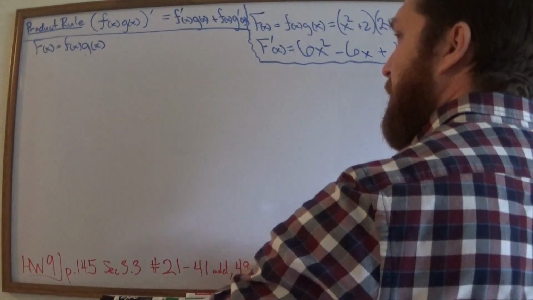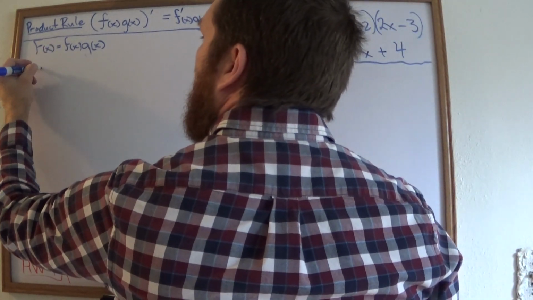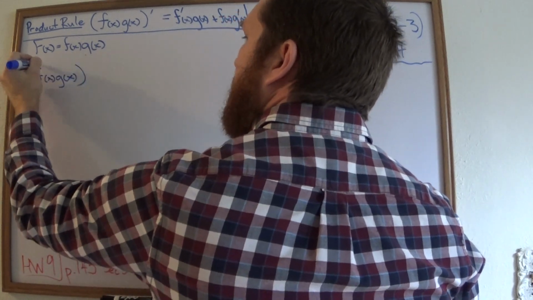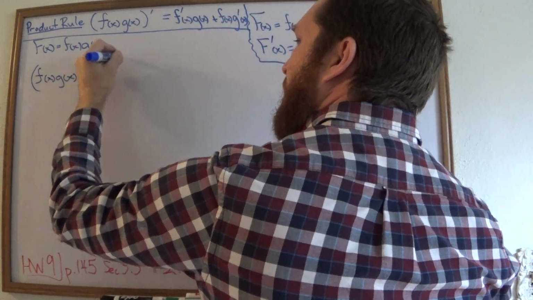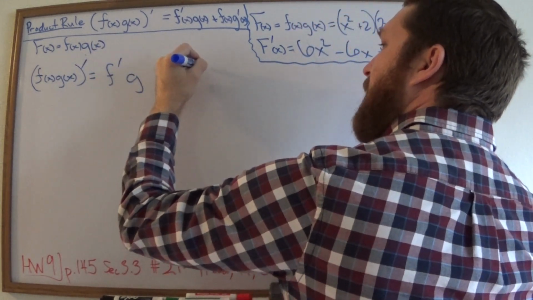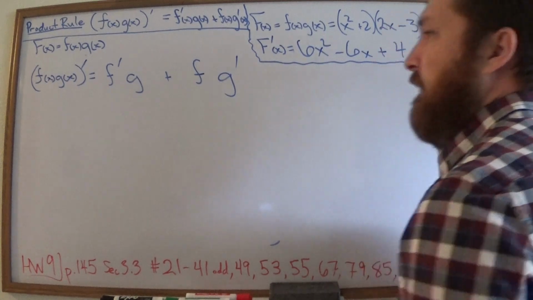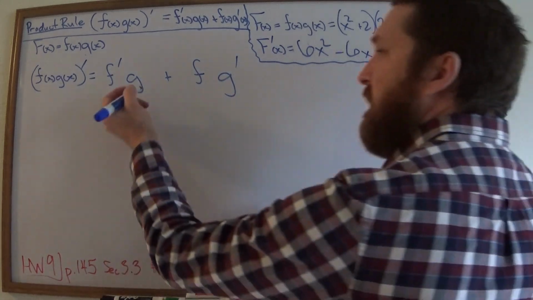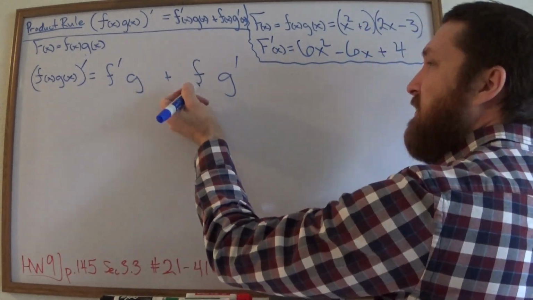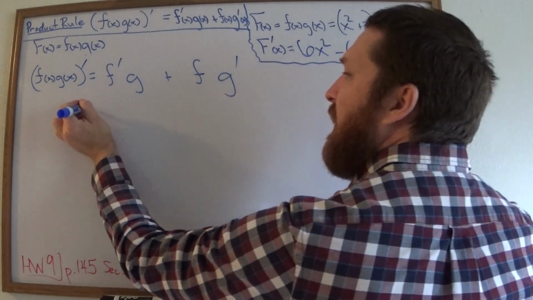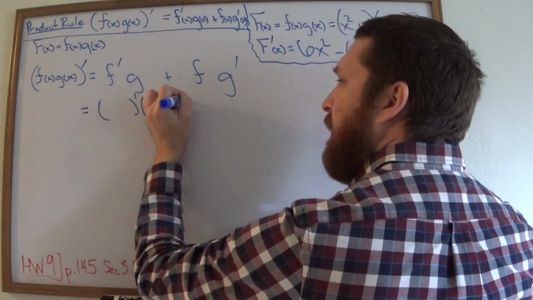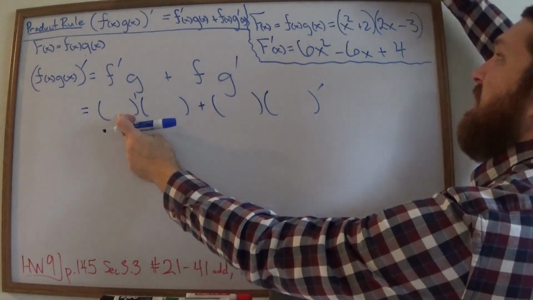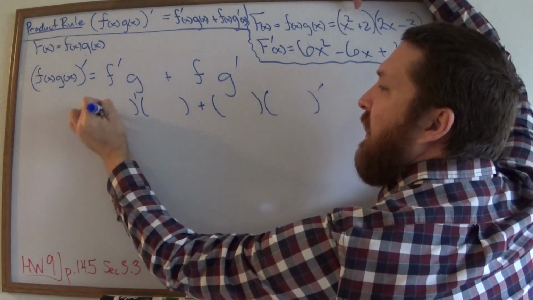So we have f of x times g of x, prime, is f prime g plus f g prime. Or as I say, and I will be saying a lot, take the derivative of the first thing, leave the second thing alone. Add that to, leave the first thing alone, take the derivative of the second thing. And so here, let's just plug in our f's and our g's. F was this guy here, x squared.